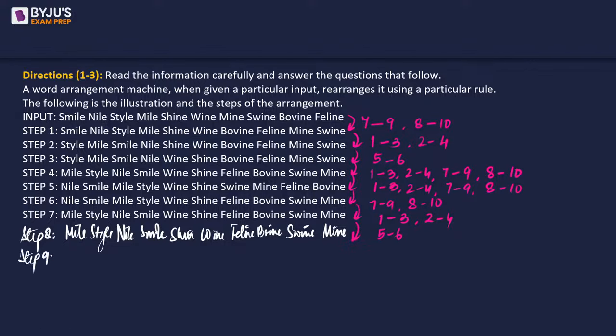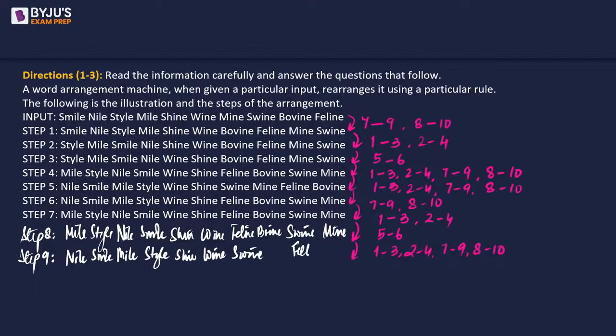What will happen in step 9? After 5, 6 we are supposed to have again 1 and 3 getting interchanged, 2 and 4 getting interchanged, 7 and 9, 8 and 10, right? So what will be the new string? 1 and 3 getting interchanged, that means Nile will come here and mile will go here. 2 and 4 getting interchanged, so smile will come here and style will come here. Then shine and wine will stay as such. Next feline and swine will interchange, and bovine and mine will interchange. So mine goes here and bovine goes here.